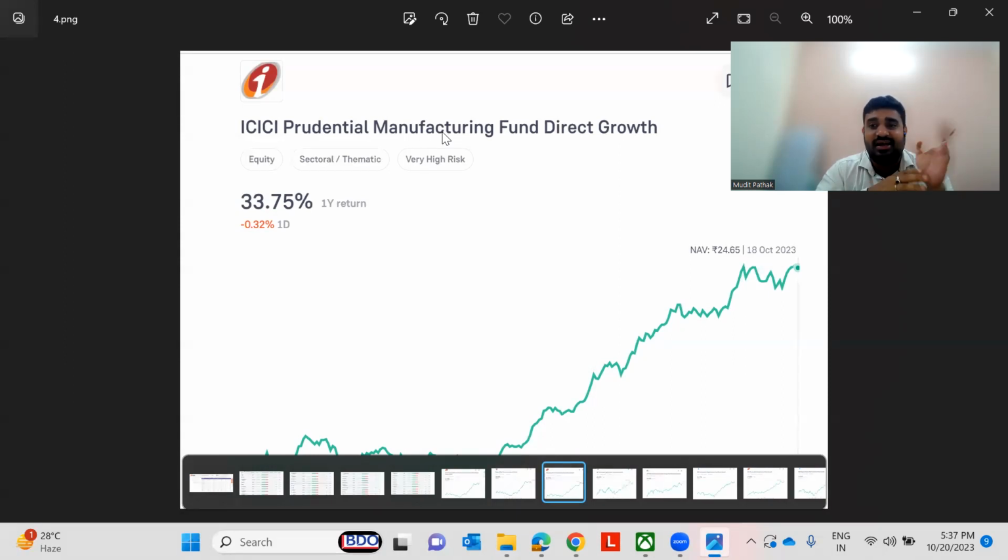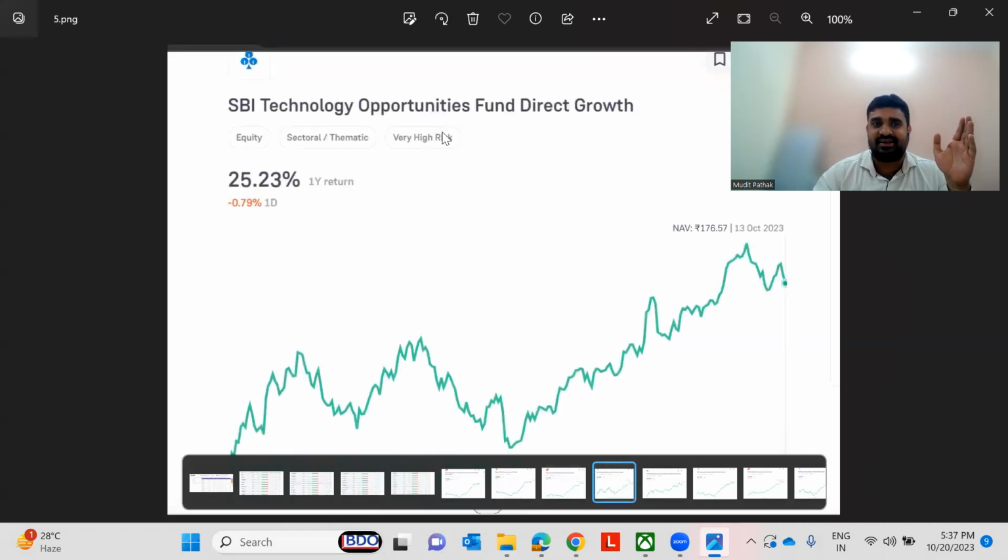The manufacturing sector we saw previously has shown a lot of advances. Here is the return as well, 33.75% in the last 1 year, which I think is quite good. If you have a good corpus amount, then I think you are done. So it's a manufacturing fund, based on the manufacturing sector.